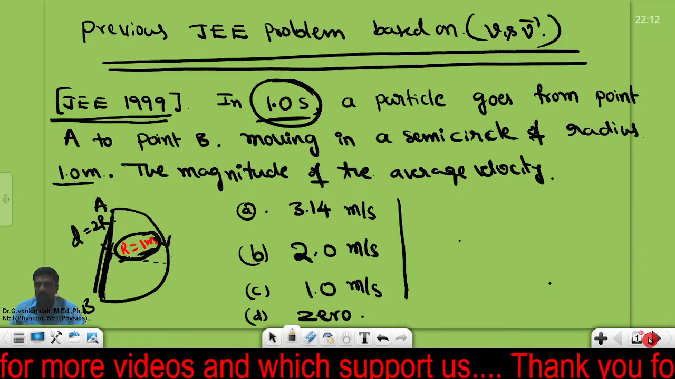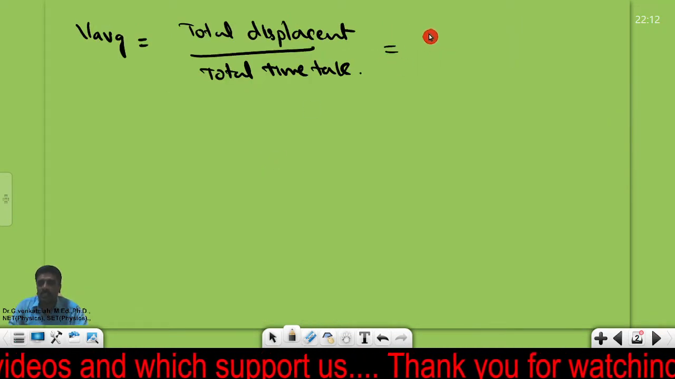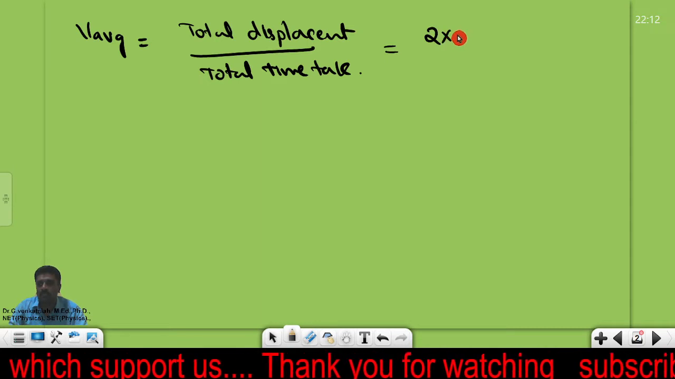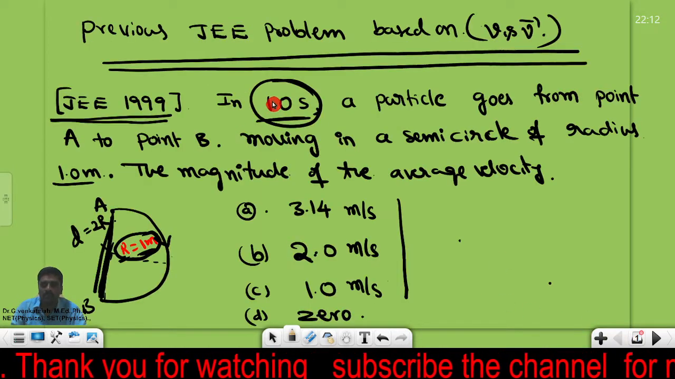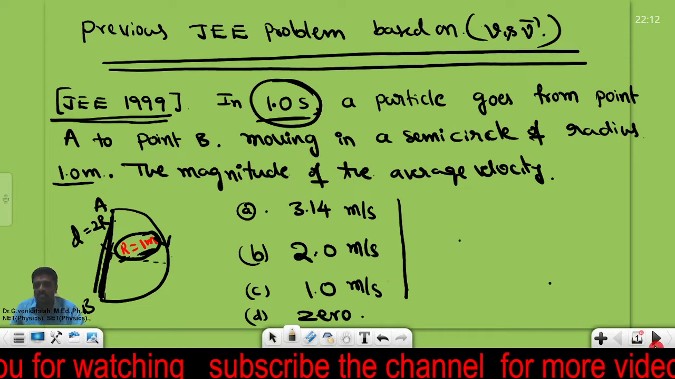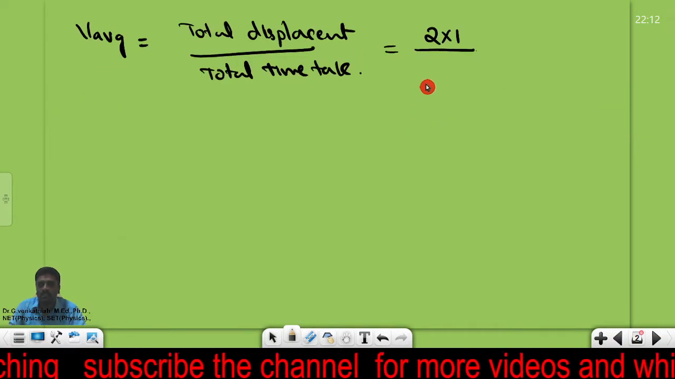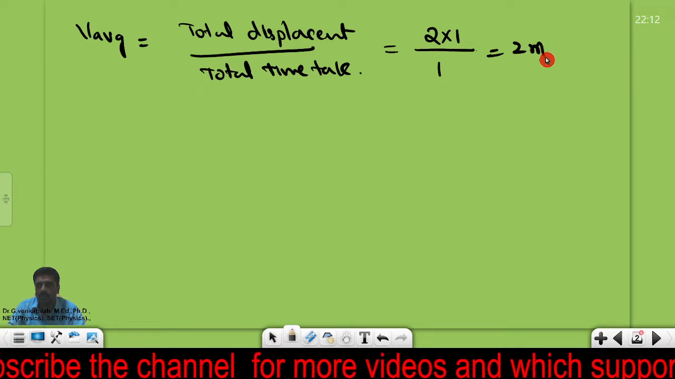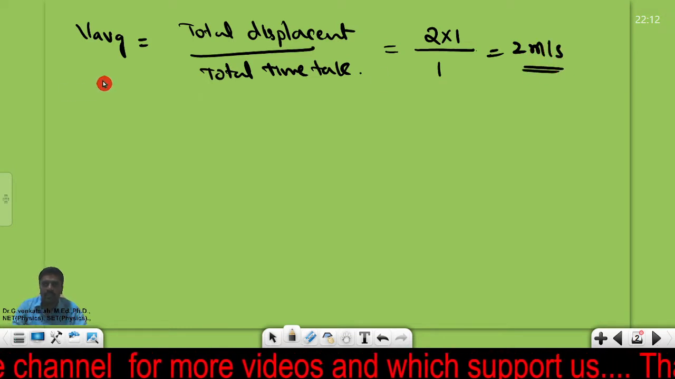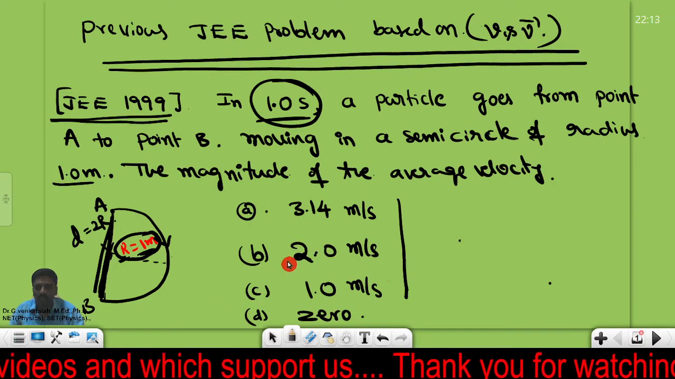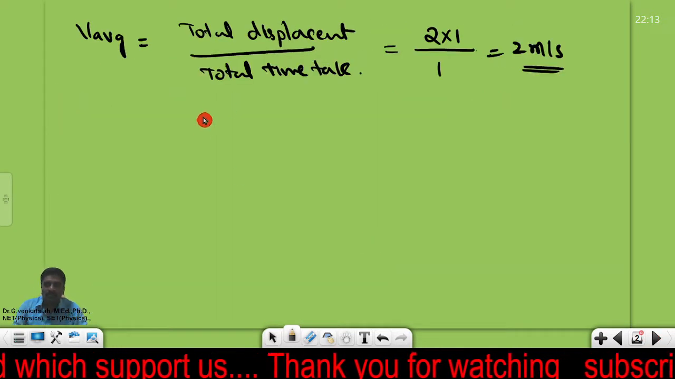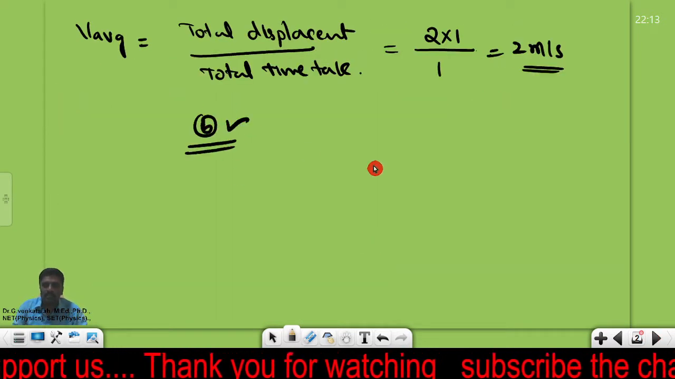Then what is the displacement here? 2 into the radius of the circle, 2 times 1 meter, divided by the total time. How much time is taken to complete this process? 1 second. So that is equal to 2 meters per second. This is the average velocity of the particle. Which one is the correct option? The correct option is option B, very easy one.